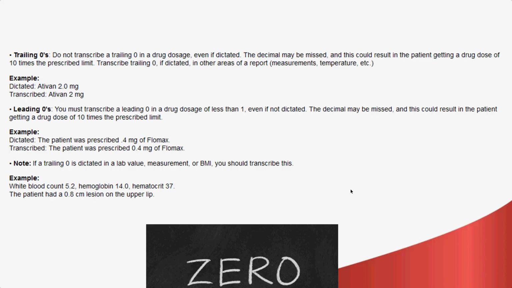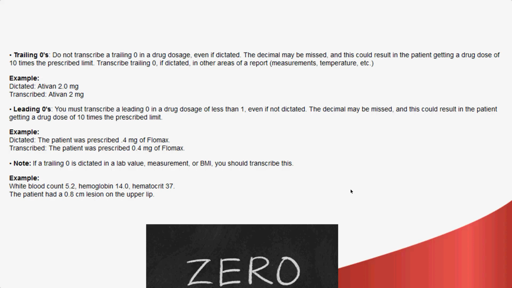So if they said 0.4 milligrams of Flomax and you didn't put that zero in, they might think it's 4 milligrams. It's very easy to miss that little period there. So if they say 0.4 milligrams, you're going to write 0.4. Now, with that leading zero, that's actually on the dangerous abbreviation list, even though it's not technically an abbreviation. So if that leading zero is missed, that's a critical error. So watch out for that.